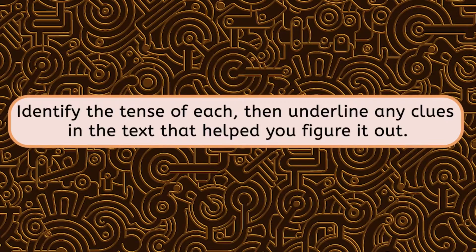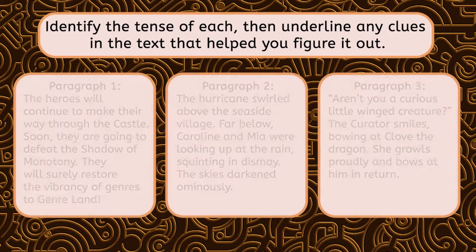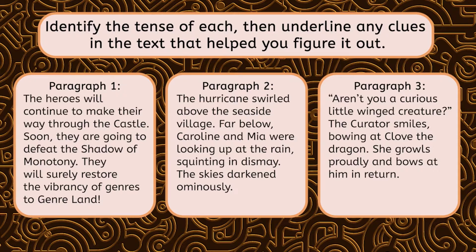By the way, you've probably heard of these verb tenses before. Take a moment to look at the 3 example paragraphs in your PDF. Identify the tense of each paragraph, then underline any clues in the text that helped you figure it out. Ask yourself if the events already happened, are currently happening, or will happen in the future. Pause the video and resume when you're ready.